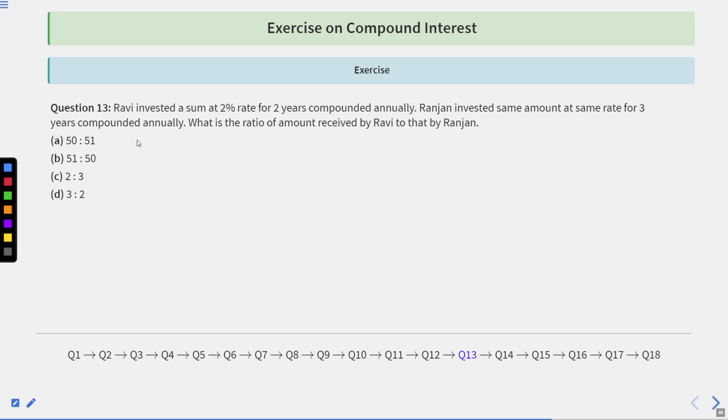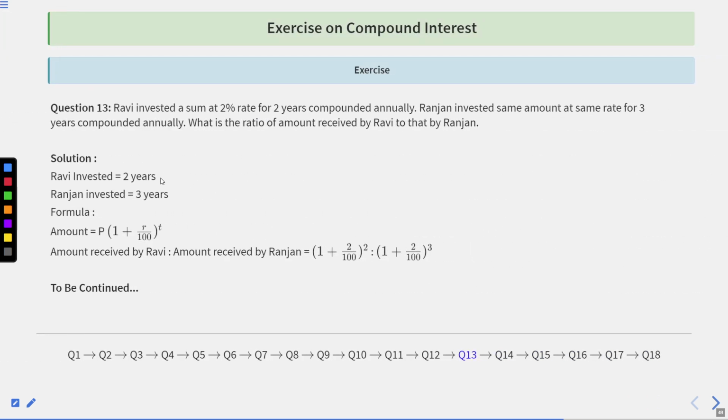Question number 13. Ravi invested a sum at 2% rate for 2 years compounded annually. Ranjan invested the same amount at the same rate for 3 years compounded annually. What is the ratio of amount received by Ravi to that by Ranjan?